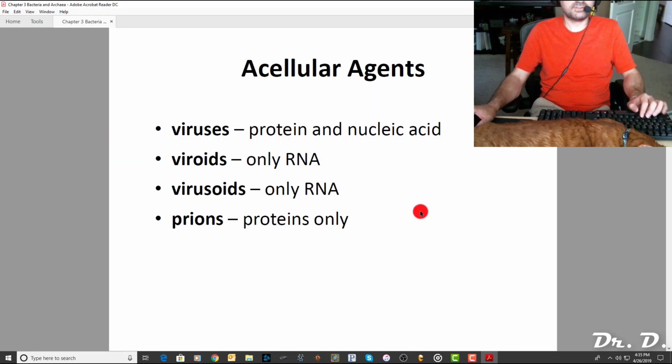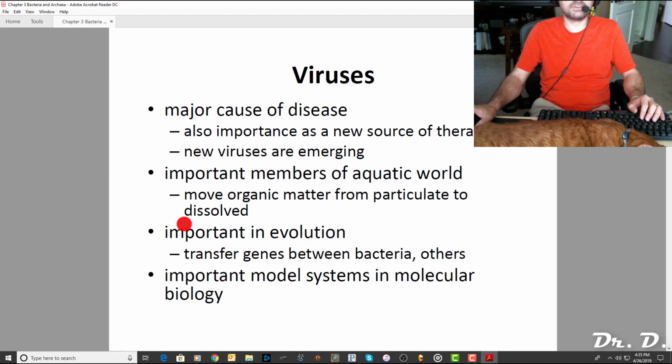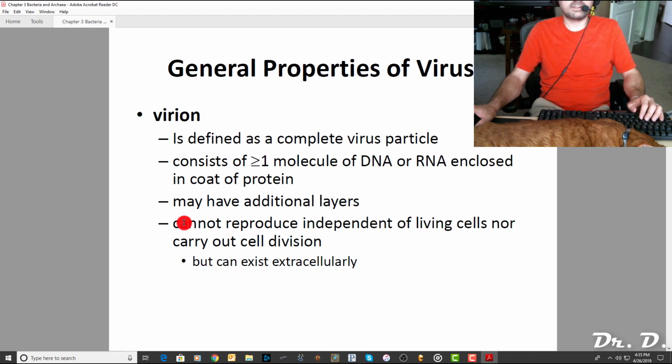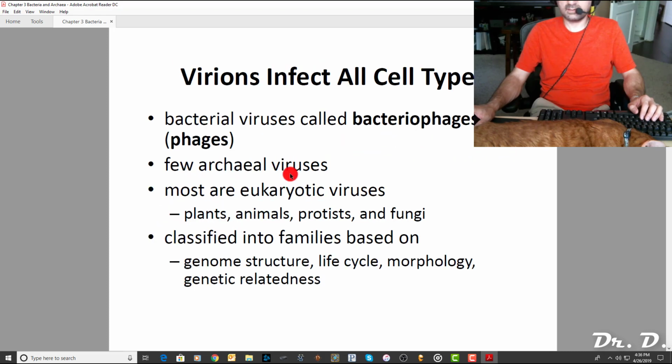Let's talk about this. You should know the difference between viruses, viroids, virusoids, prions. We talked about all those. You should know what a virion is. It is a complete particle of a virus, the virion. You should know that all viruses have a nucleic acid genome, either DNA or RNA, enclosed by a coat of protein called the capsid. Okay.